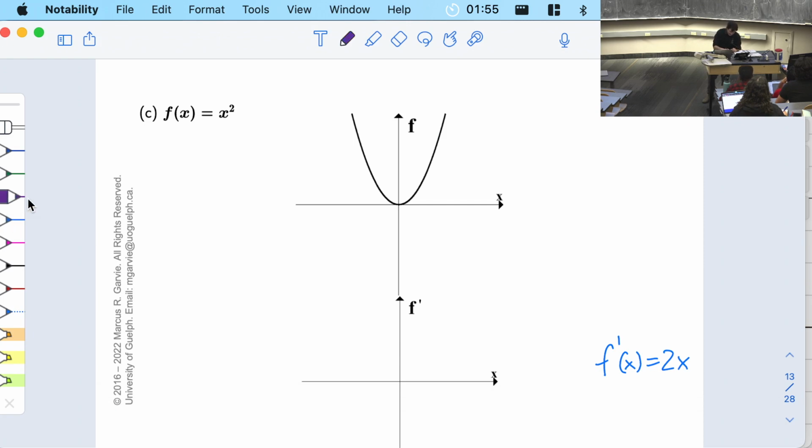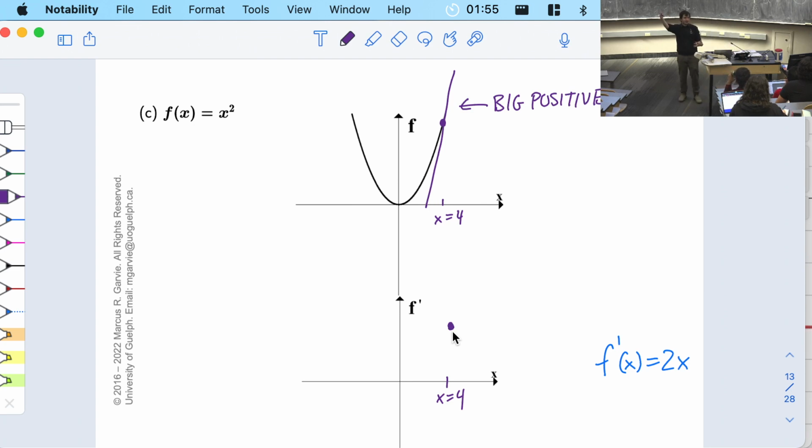So for example, what is the value of the derivative function at this x value? When x equals whatever it is, let's pretend this is x equals 4 over here. What is the value of the derivative function? Well, it's always the slope of the tangent line here. And this slope is a big positive number, so the value of the derivative is something over here. It's a large positive number.